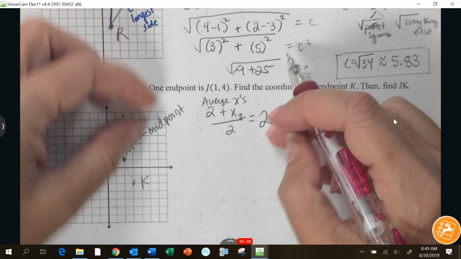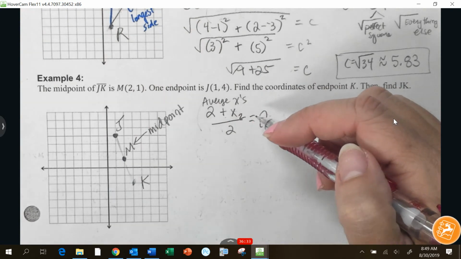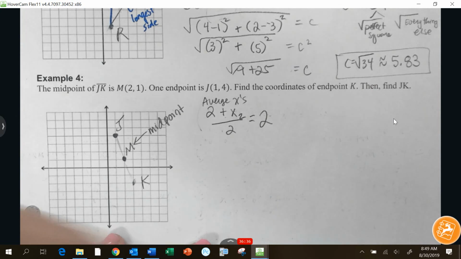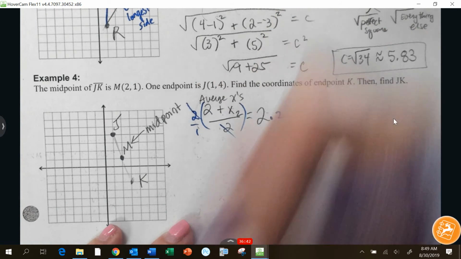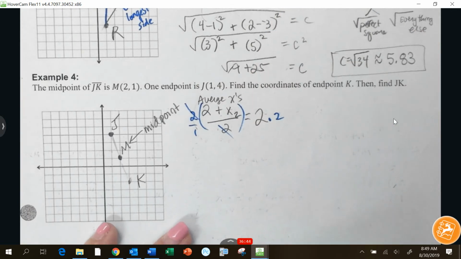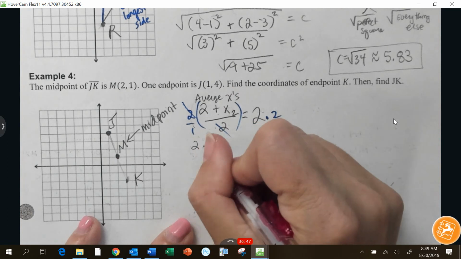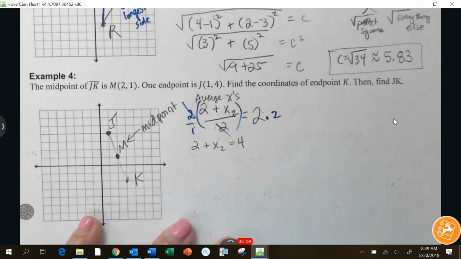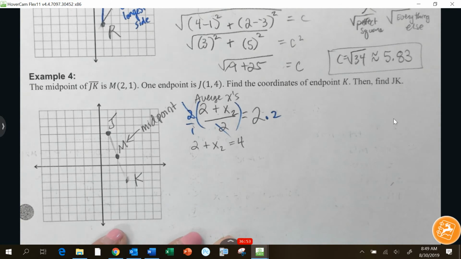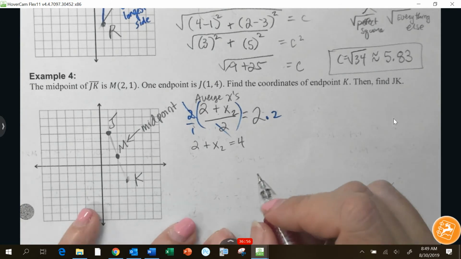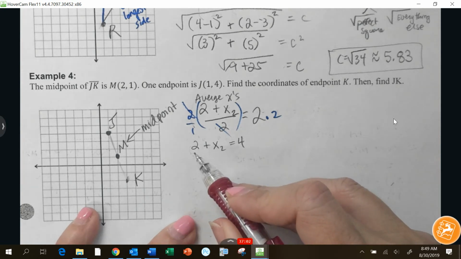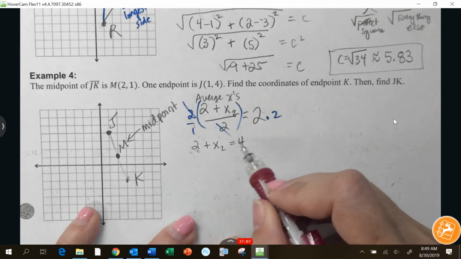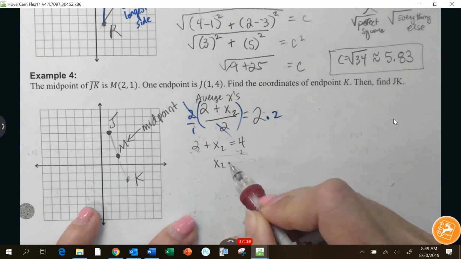You want to take away the outermost thing first. Right, if we multiply by 2, that's going to cancel out the dividing by 2. So you're undoing your operations. So I get 2 plus x2 equals 4. That would be the multiplication property of equality, just in case anybody wanted to know. What should we do now? Subtract 2. So I get x2 equals 2.